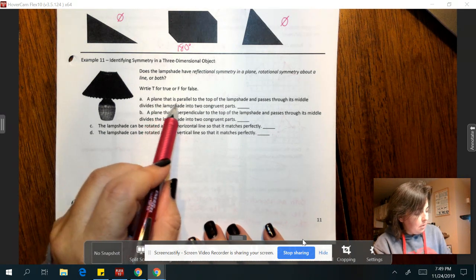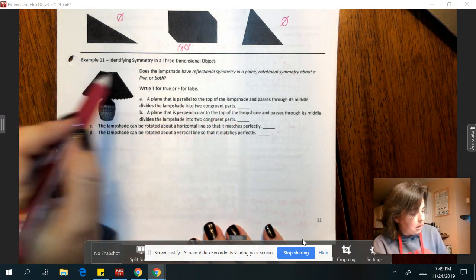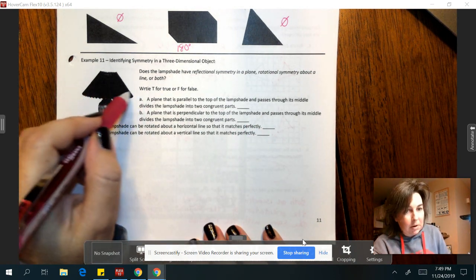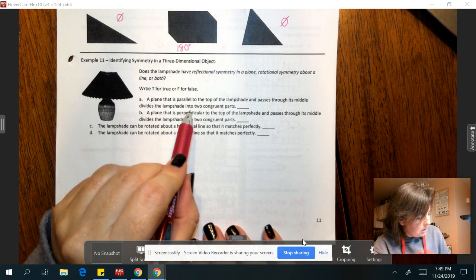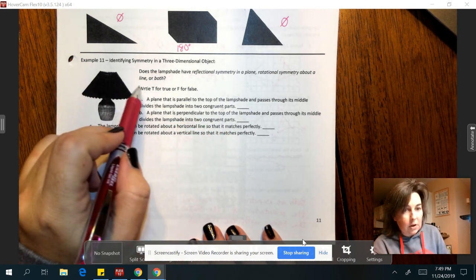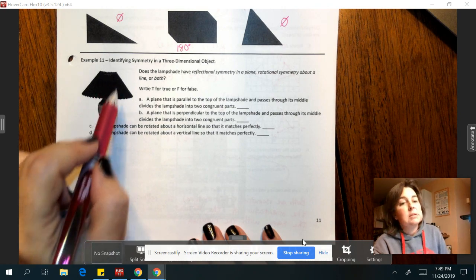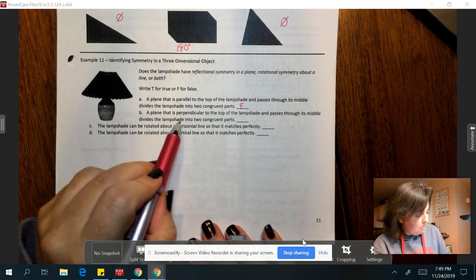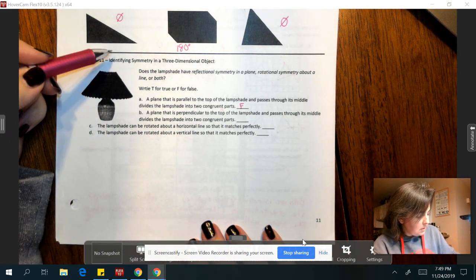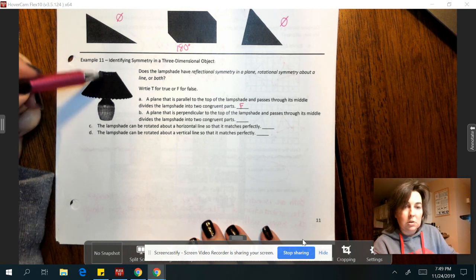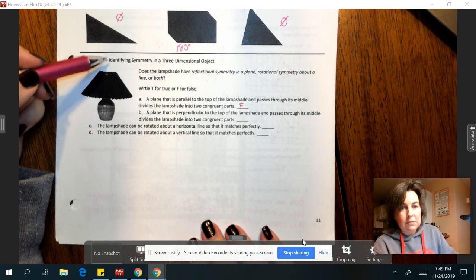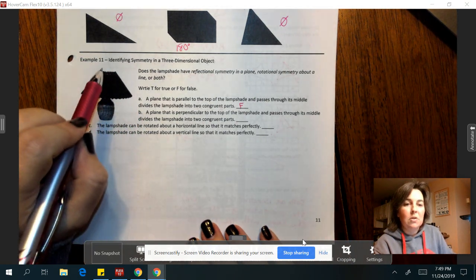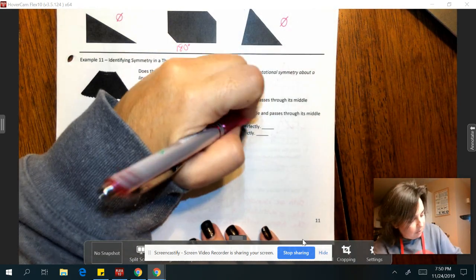So the first one says a plane that is parallel to the top of the lampshade, so that's going to be horizontal, and passes through its middle, so that's about right here, divides the lampshade into 2 congruent parts. Well, that's false because the top of the lampshade is smaller than the bottom, so this one is false. A plane that is perpendicular to the top of the lampshade and passes through its middle divides the lampshade into 2 congruent parts. Well, that one is true, because if I put a vertical line through it here, it will make kind of a half trapezoid on this side and half trapezoid on that side.